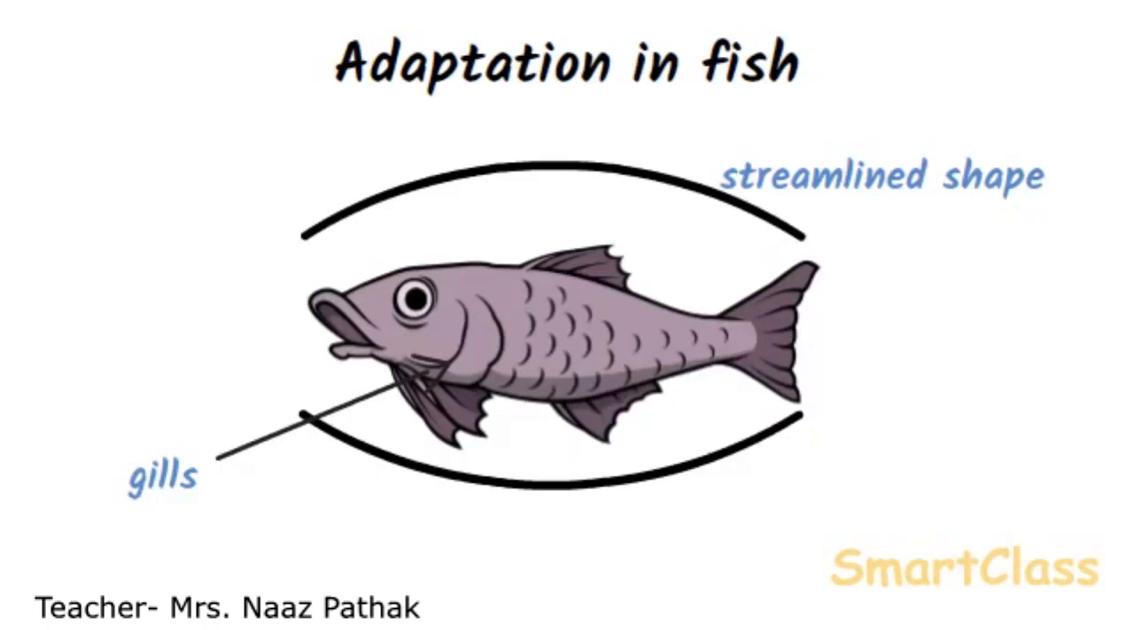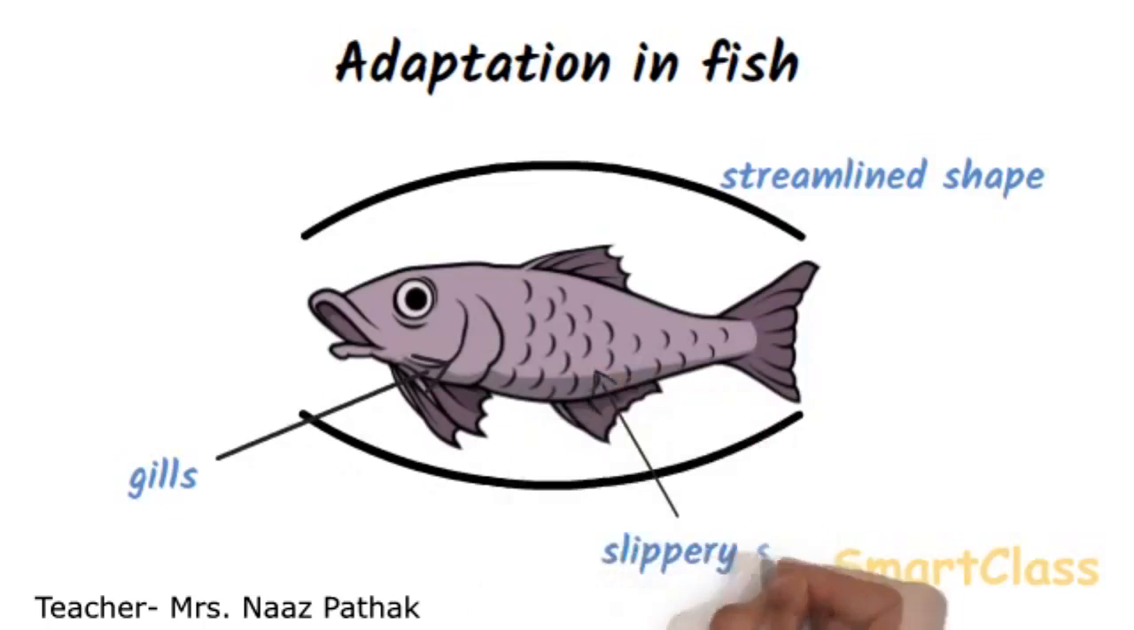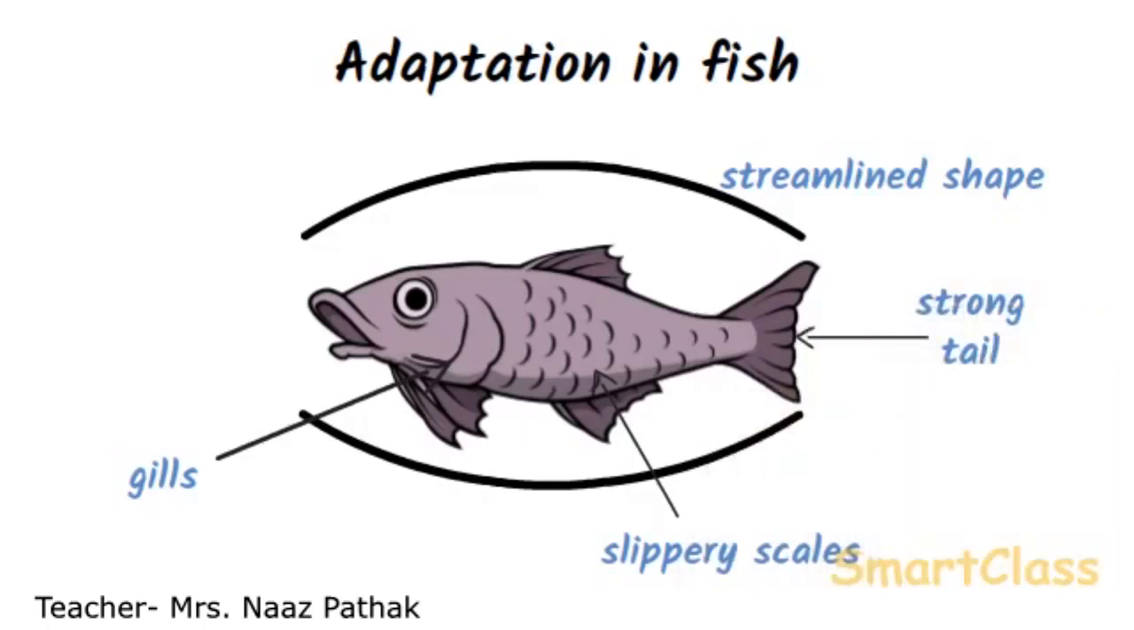A fish can live in water only because it is adapted to breathe in water. A fish cannot live on dry land because it is not adapted to breathe on land. A fish has slippery scales on its body which protects the body from water and helps in easy movement through water. The fish has strong tail for swimming. The fish has flat fins to change the directions and keep its body balanced in water.